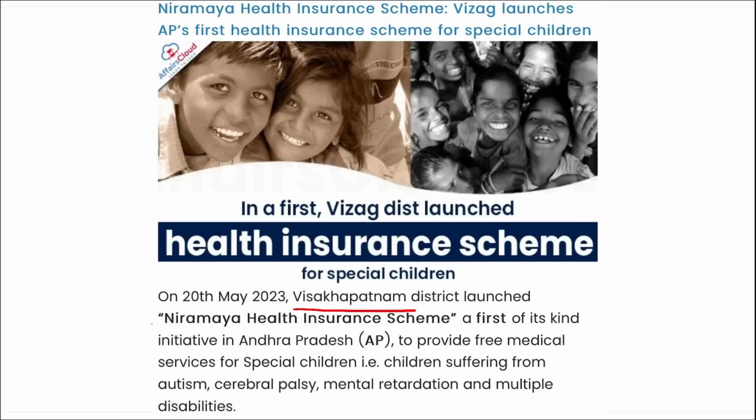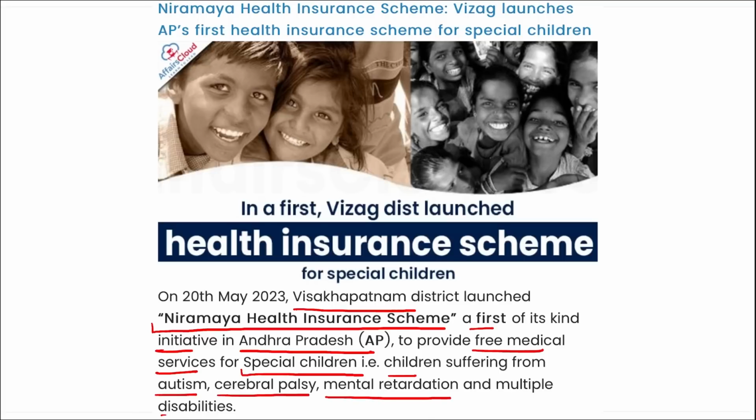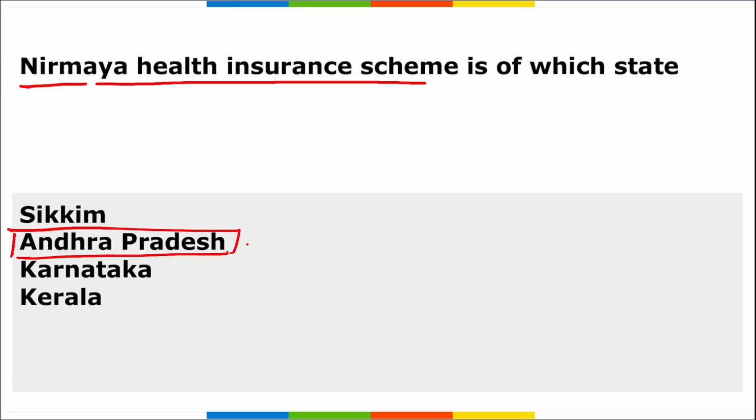Visakhapatnam district launched the Nirmaya Health Insurance Scheme, a first of its kind initiative in Andhra Pradesh to provide free medical services for special children, that is children suffering from autism, cerebral palsy, mental retardation and multiple disabilities. So remember, this was a first of its kind scheme launched in Andhra Pradesh, to provide medical services to children suffering from autism, cerebral palsy, mental retardation and multiple other disabilities, right?